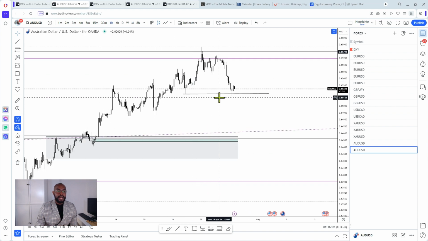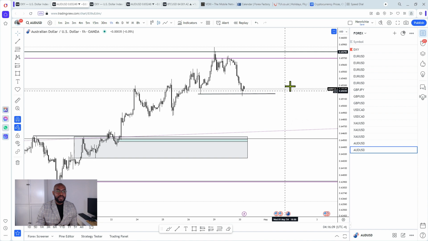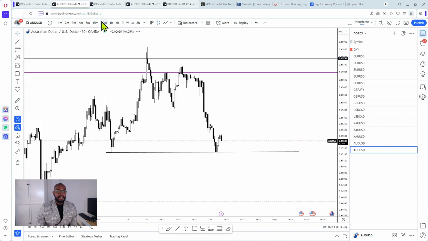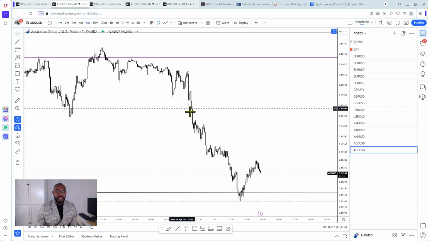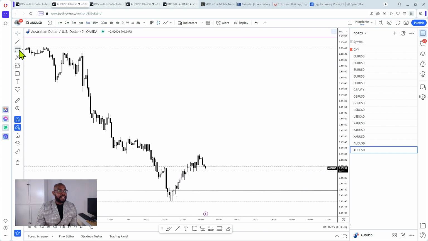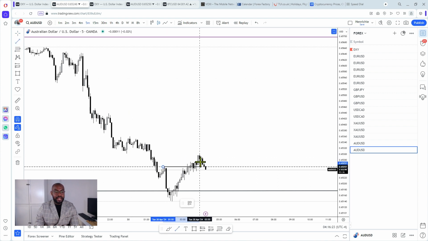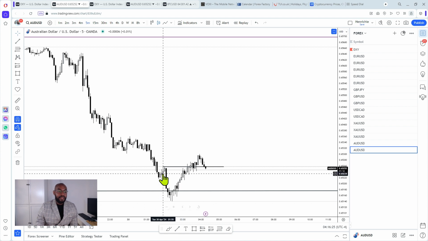So we'll go to the 1 hour time frame. On the 1 hour time frame, there's not really so much to see. So we'll look at 30 minutes. Not much to see on 30 minutes. We'll go to 5 minutes. On 5 minutes time frame, we can see very clearly we have a high, a low, price broke structure.